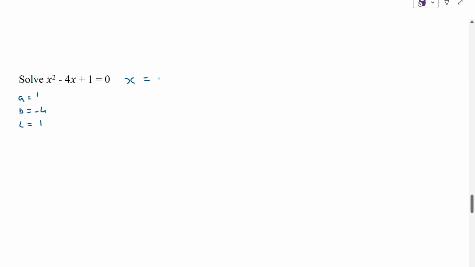So the value of x is going to be minus b, so positive 4 in this case, plus or minus the square root of b squared minus 4 times a times c, all over 2a. And the second value is the exact same formula as this, but just with a minus here instead of a plus.